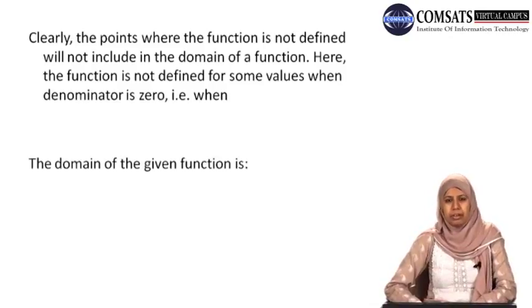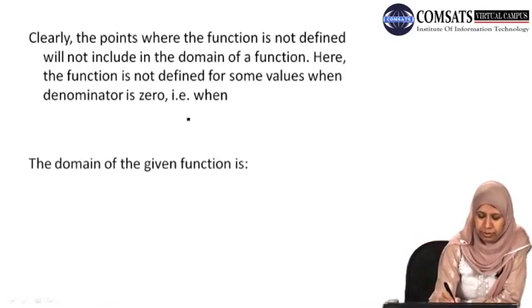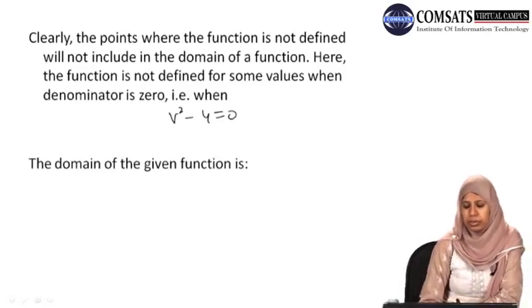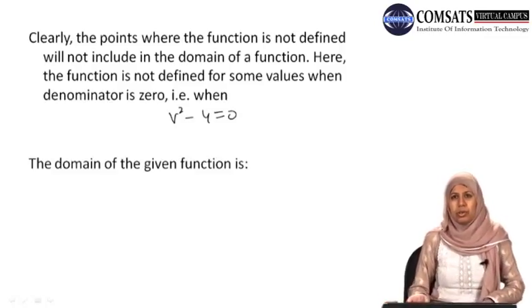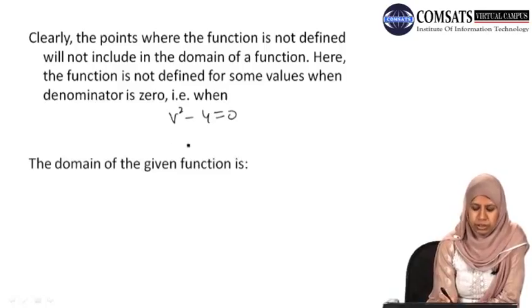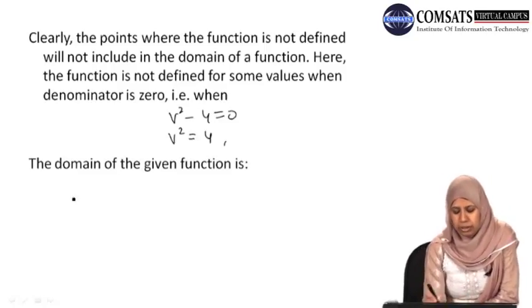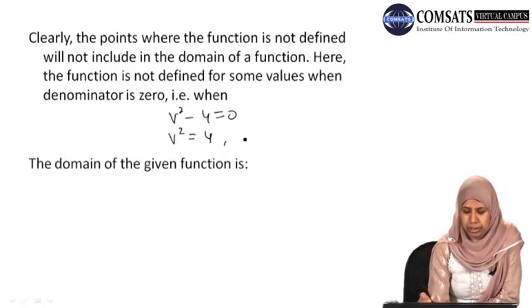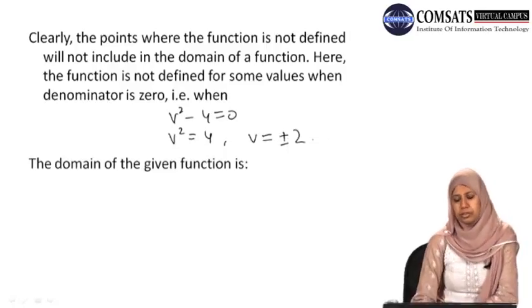So in this example, we have u = 1/(v² - 4). The function is not defined for some values, namely when the denominator is 0. That is, in particular, when v² - 4 is 0, because when the denominator is equal to 0, the function will not be defined anymore, and the value of u, or output, will be undefined. So if we solve this equation, we obtain v² = 4. We have already done in chapter 1 how we can solve linear equations and quadratic equations, and we obtain v = ±2.